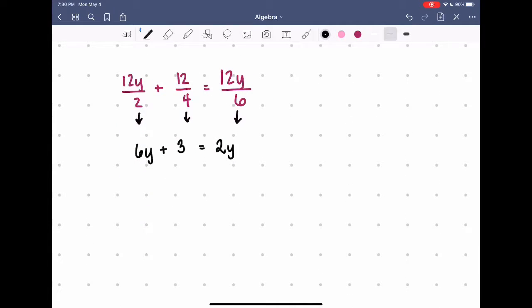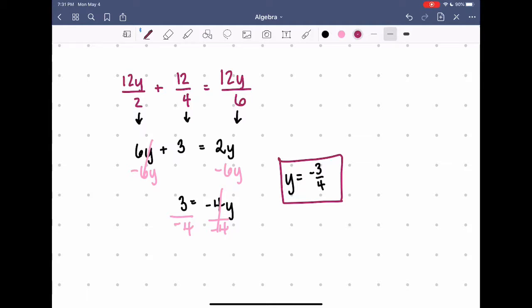So I need to get all those y's to the same side. So I'm going to subtract the 6y and put it on the other side. So I end up with 3 equals negative 4y. Then I'm going to divide by that negative 4. So I get y equals negative 3/4. And that is my final answer.